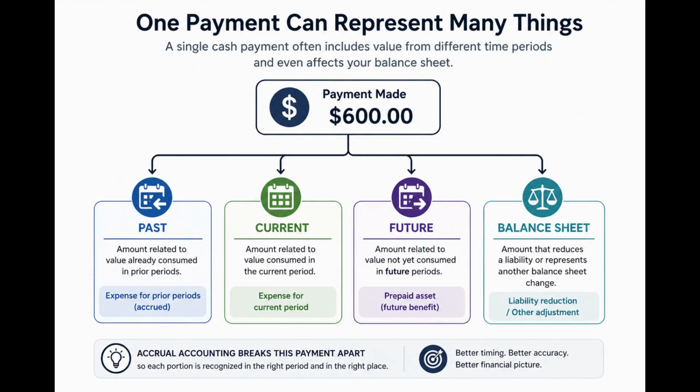Now let's connect this back to what you experienced. At the end of season 1, you may have recorded entries like debiting a particular expense, let's say a subscription expense, and crediting either cash or credit card payable. And technically, that works in a cash system, but under accrual thinking, that's often incomplete, because that single payment might actually represent past consumption, current period consumption, future consumption, and sometimes even a balance sheet change like debt reduction.